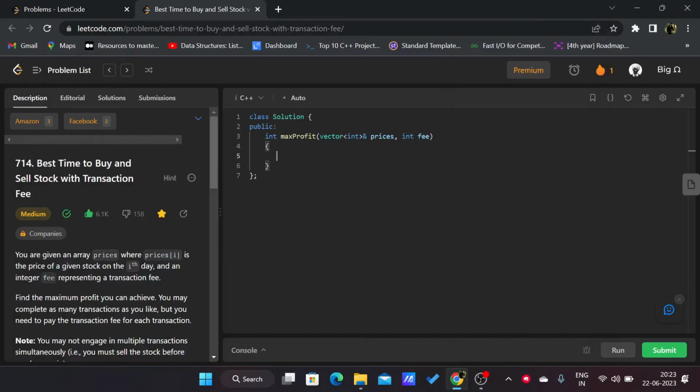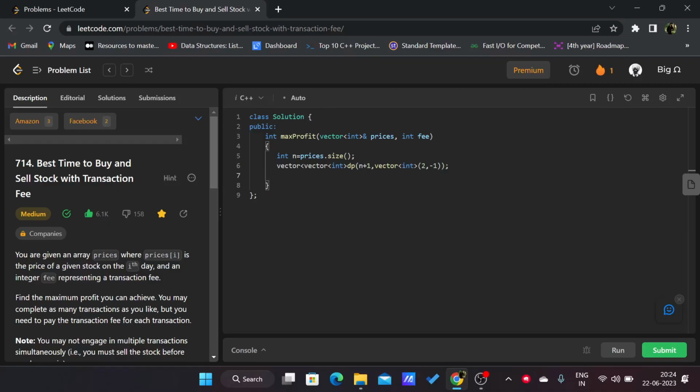Okay, so let us move to the coding part. First of all, let us just get the size of the price array, and we need a 2D vector. So let us make a 2D vector dp, and it will be of size n plus 1. Along with that, it is a 2D vector, so let us take another one of size 2 and initialize it with -1. The 2 is used here for the buy and sell condition.